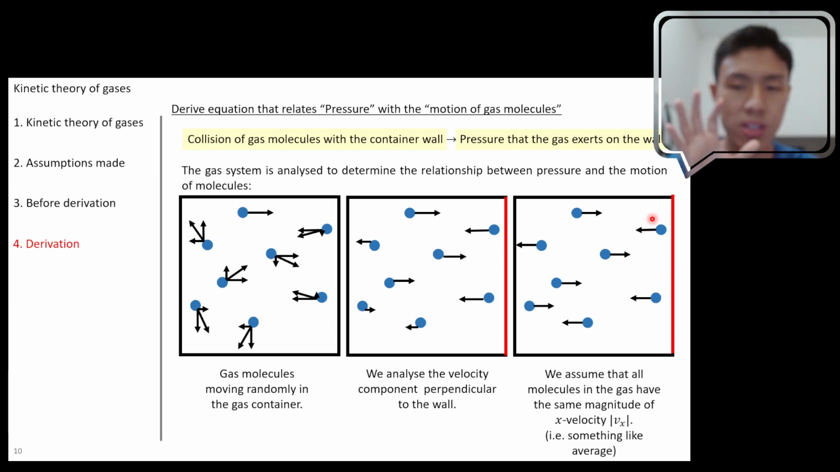So we have already specified what we are going to study. We focus on a specific component of velocity and we take an average value for their component of velocity.